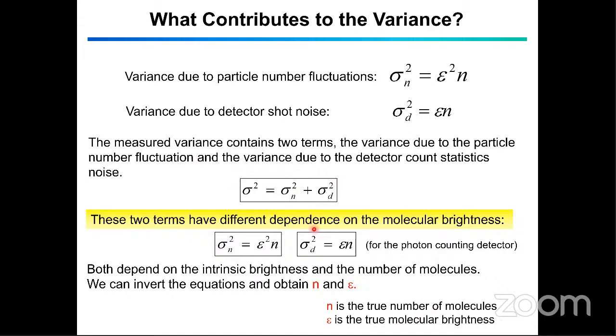And they have different dependence on the molecular brightness. One is dependent on the true brightness squared and the other is not. This is for the photon counting detector, by the way. For analog detection, you have to do some more corrections, account for more things. You'll see in a bit. So both the parameters depend on the intrinsic brightness and also the number of molecules.